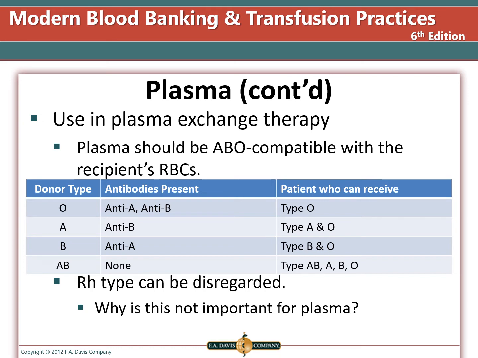This looks backwards from the red blood cells, and people tend to get this confused. So think, what antibodies are in the unit of plasma and will it react with the patient's cells? Why don't we care about the Rh type? This is not important for plasma because anti-D is not made unless the person has been exposed to the D antigen, and the donor centers will not label plasma for transfusion that has a positive antibody screen.